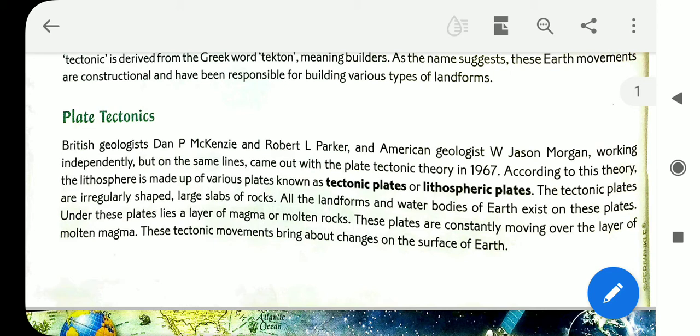The tectonic plates are irregularly shaped, large slabs of rock. All the landforms and water bodies of the earth exist on these plates. Under these plates lies a layer of magma or molten rocks. I told you these plates are constantly moving over the layer of molten magma. These tectonic movements bring about changes on the surface of the earth. Thus, as I told you, the changes mean the creation of landforms as a result of the rising of volcanoes and earthquakes happening like that.